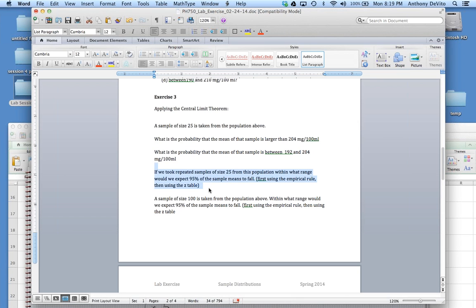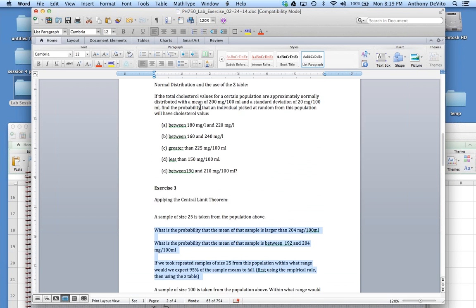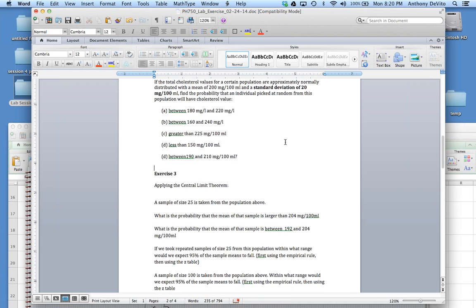We're looking at what we think the sample should look like from this population. Well, we know the population mean is 200. We know that the population standard deviation is 20, right? That's important because a lot of times we don't know the population standard deviation. In this case, for the central limit theorem, in order for us to apply this formula, sigma over the square root of n, we need to know the standard deviation of the population.